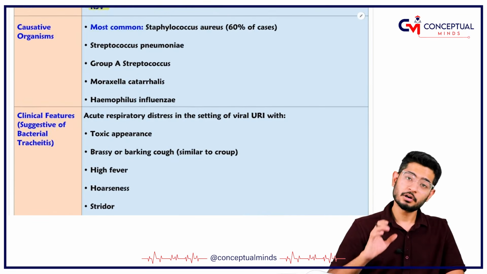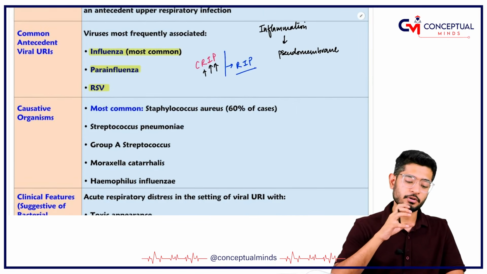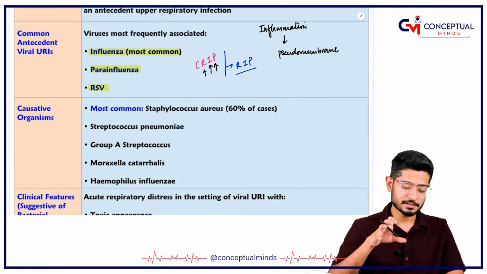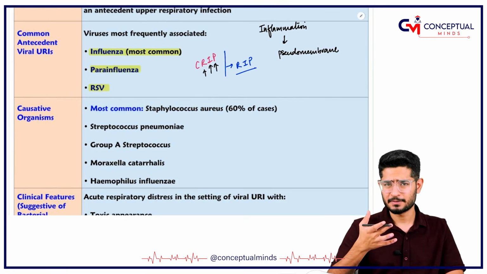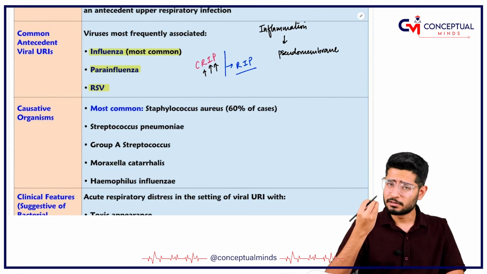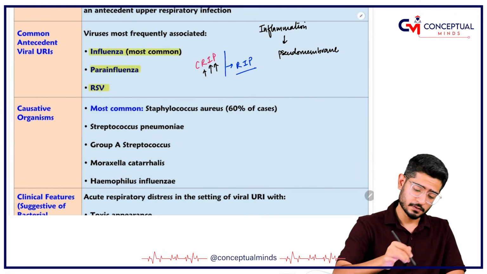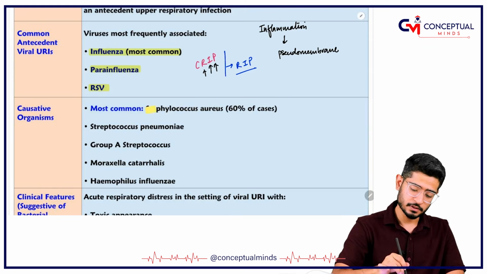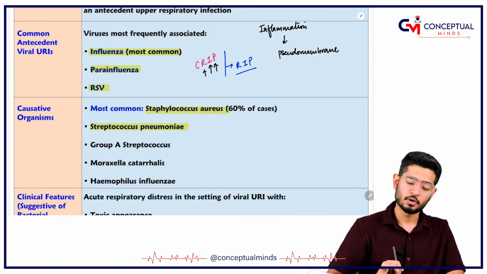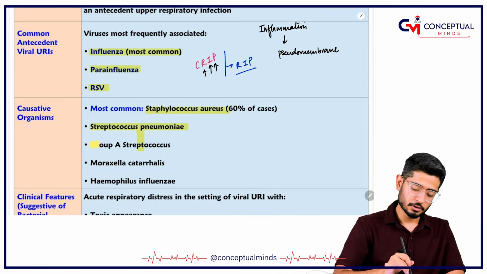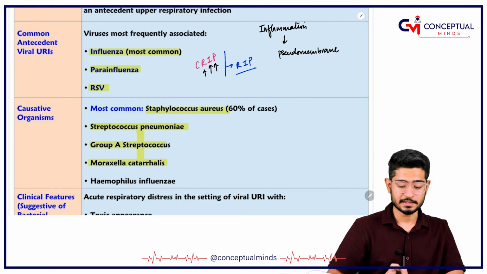Coming on to the causative organisms. I have told you the viral causes. Now we are discussing the most common bacterial causes. Whenever there is inflammation, mostly the cause is Staph aureus. Staphylococcus aureus is the most common organism. The next common organism is Streptococcus pneumoniae, or you can remember group A Streptococcus. Moraxella is also responsible for causing this.